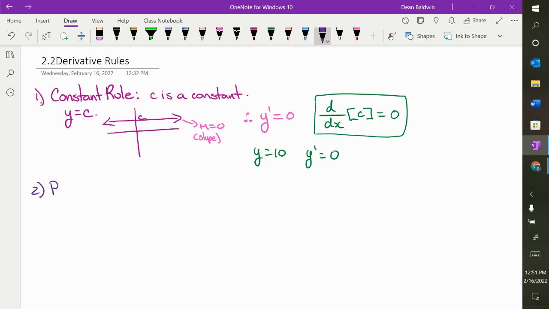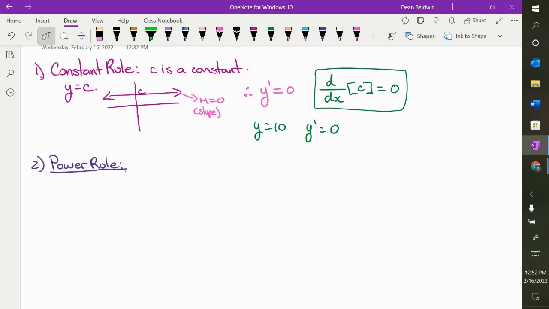The power rule. I'm not doing a proof of this. I'm just going to give it to you. I think that you can look up the proof of it if you want. I think if you go to the website of the book, it's got all the appendices. It has the proofs of things. So the power rule says this. I'll write it out and then we'll talk about it.